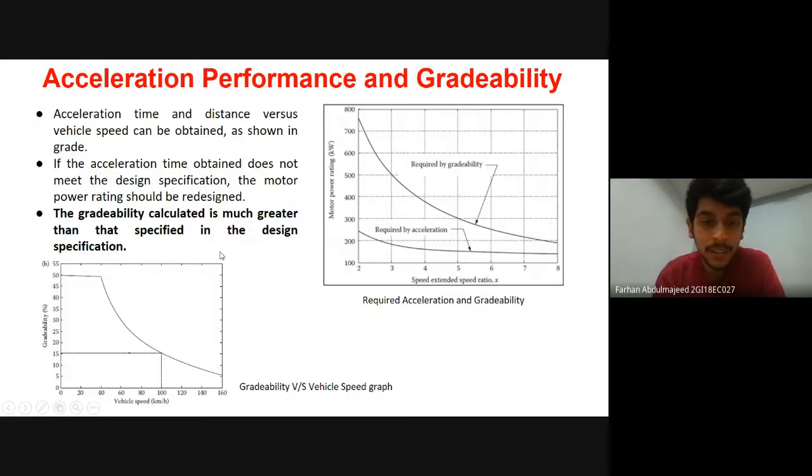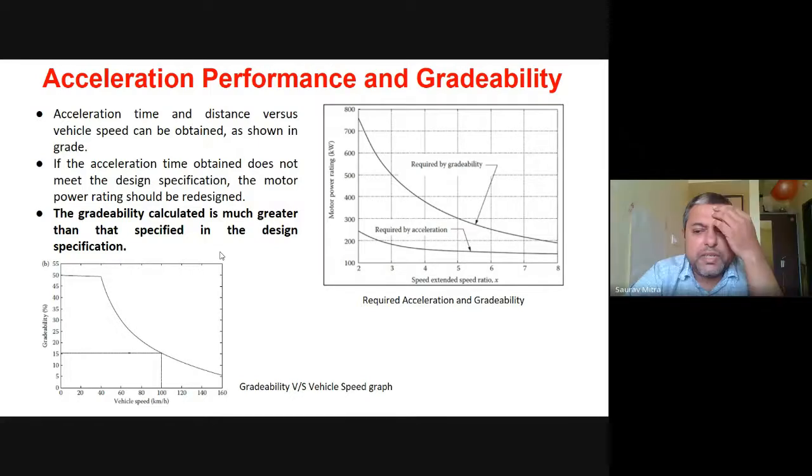The parameters which we have considered for our calculation give a gradability which is much more than the required gradability. Actually, we had a gradability of 5% in the first slide. Should I show you the first slide, the considerations which we had made? So that was already done. That was a basic consideration. Understood. Yes, sir.